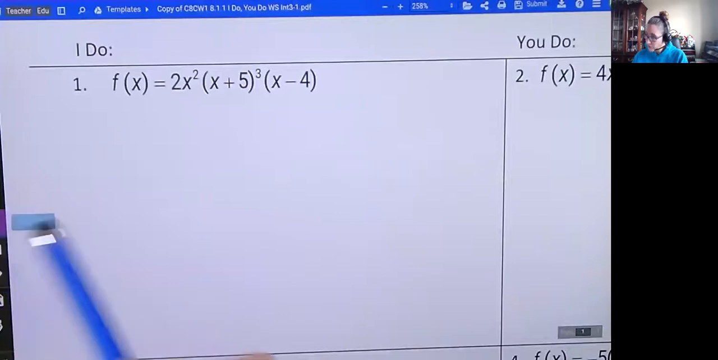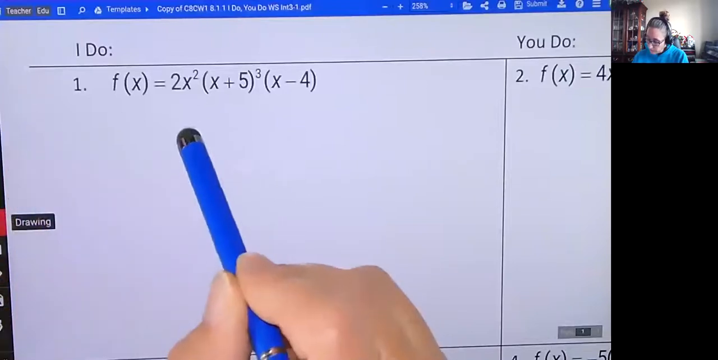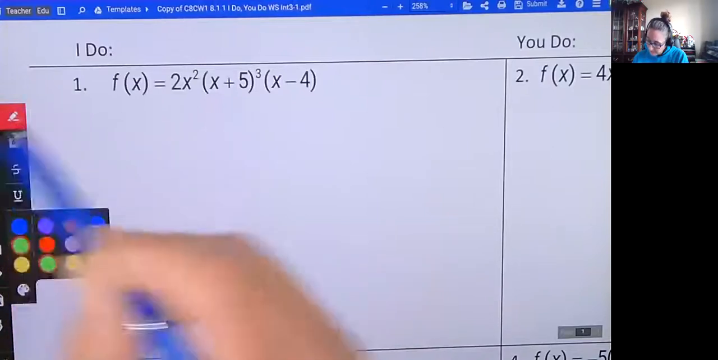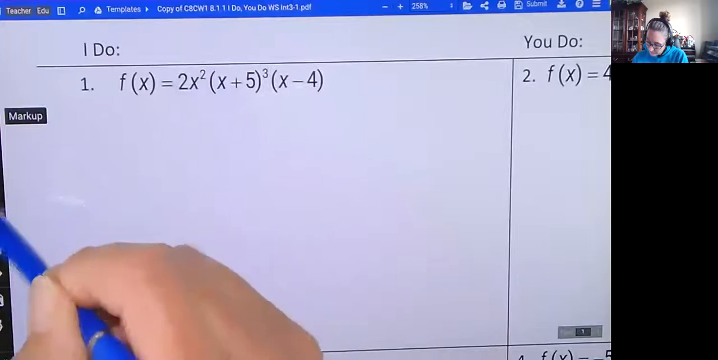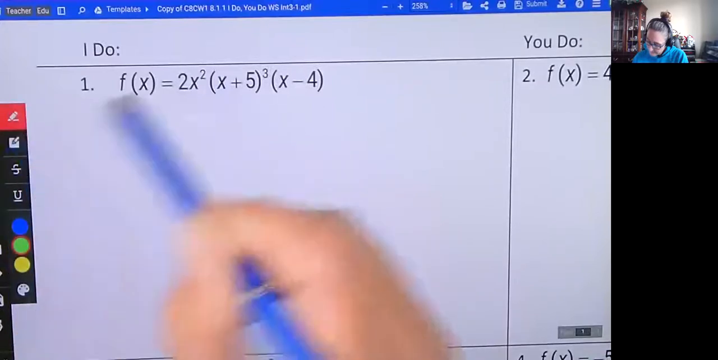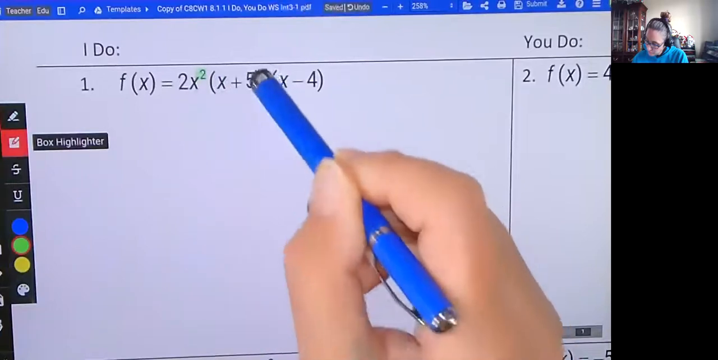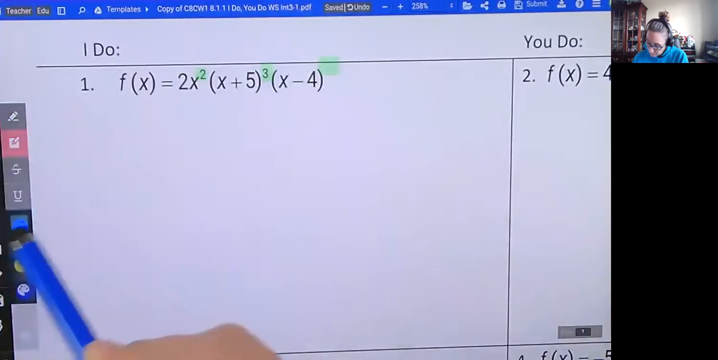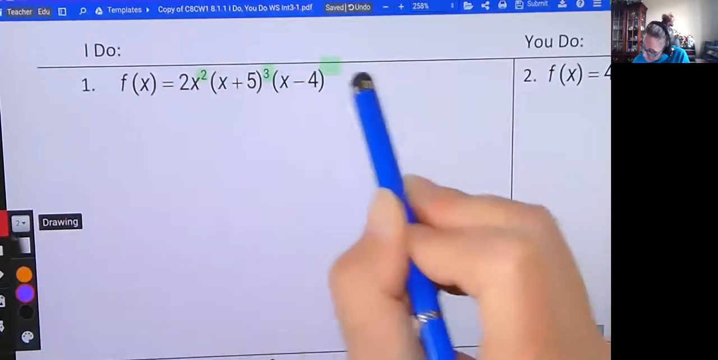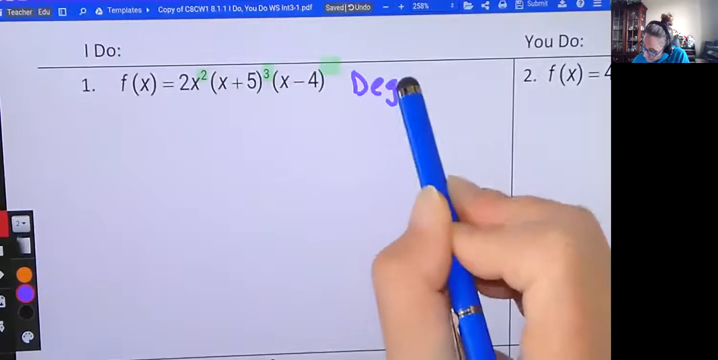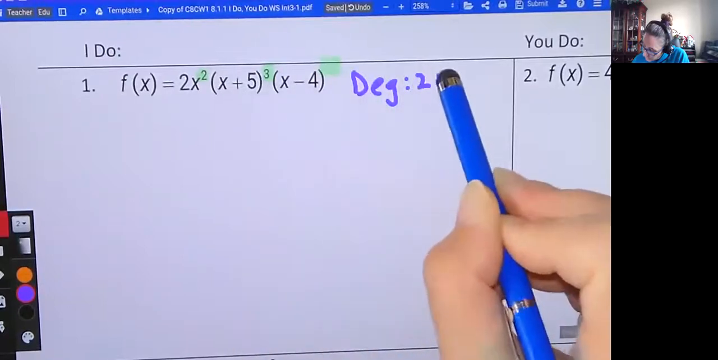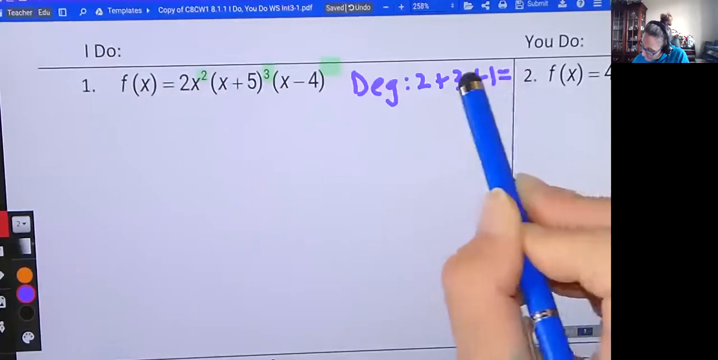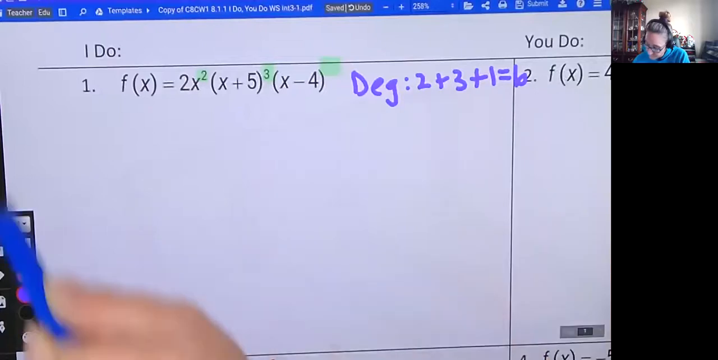is we first want to figure out what degree it is. So to figure out the degree, we're looking at all of these exponents here. So I'm going to be looking at this. Let me get the highlighter here. I'm going to be looking at this 2, this 3, and then here, there's really a 1 here. So for the degree, I'm going to add those up. And so this degree is going to be 2 plus 3 plus 1, which is 6. Okay, so this is going to be degree 6.